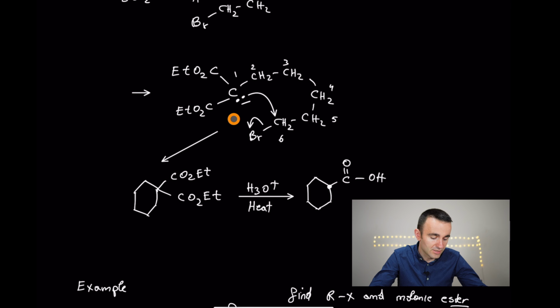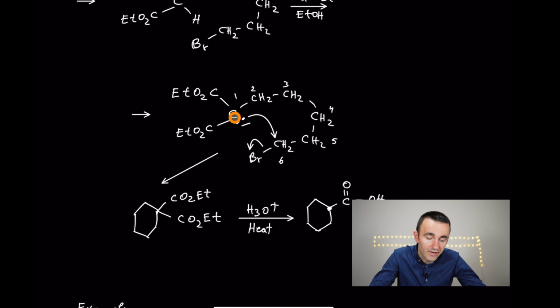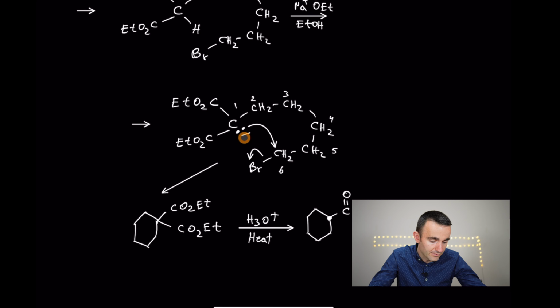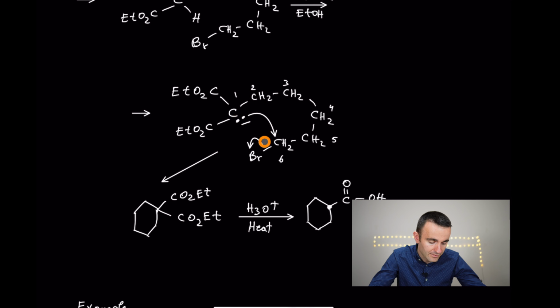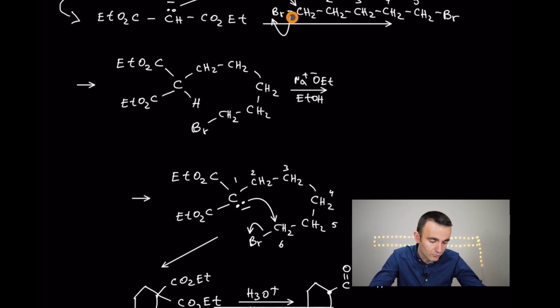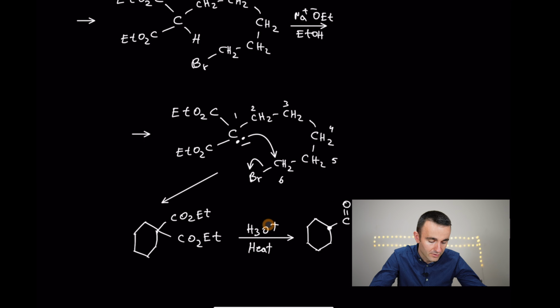Here it looks like you have added only one carbon, but instead you have added two, because also this carbon is this carbon here, right? Be careful here, right? Because we added 1, 2, 3, 4, 5, not 6 carbons. This carbon is contributed by the Malonic ester. And of course you have CO2 and 2 ethanol molecules from the esters.